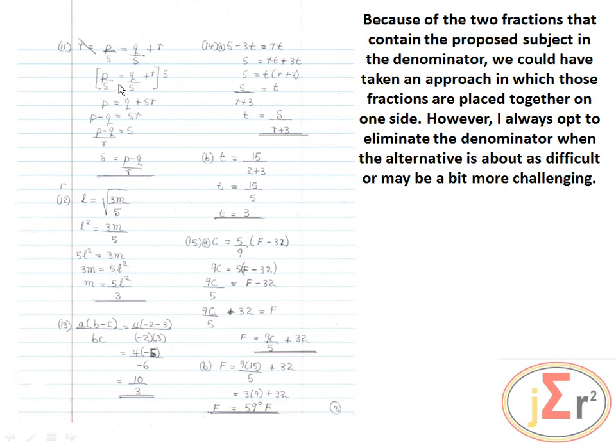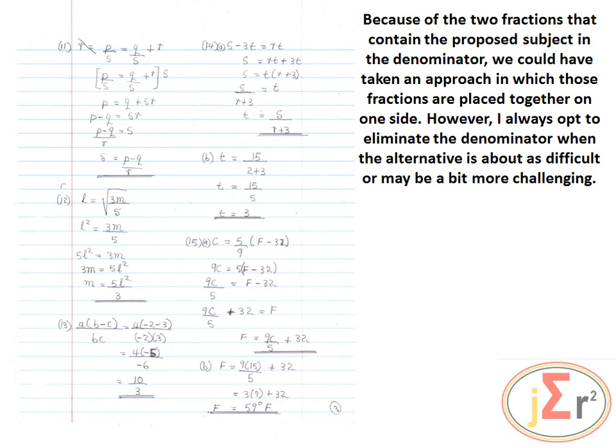So we have right here, S is the proposed subject, and we have it present in the denominator of those two fractions. We have two choices. One, eliminate the denominators immediately, or two, place these two fractions on the same side. That is, the two fractions that contain the proposed subject.